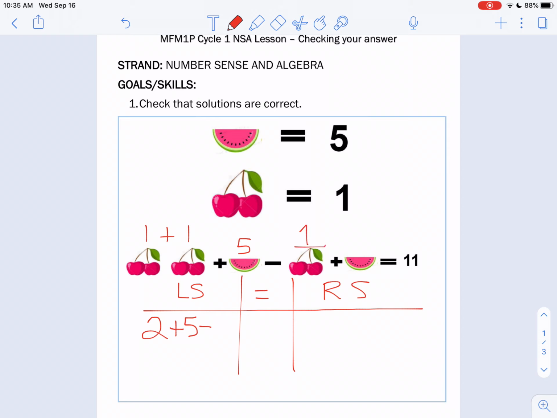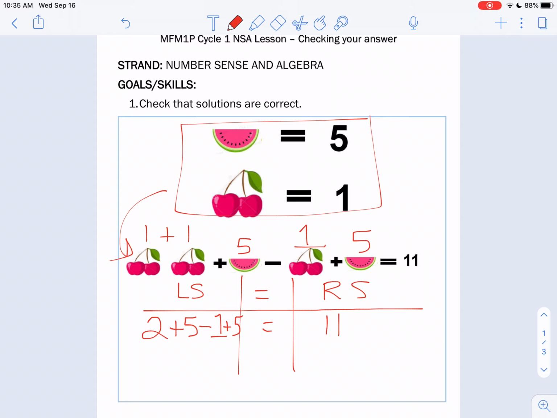I'm going to run out of room here. And finally, we want to add a watermelon, which is worth 5. So I'm just putting the numbers from up here into the left side of the equation. On the other side, I'm supposed to come out with 11. So let's see if it worked.